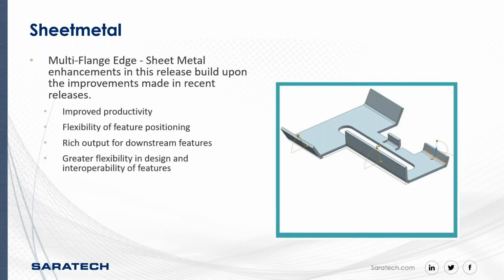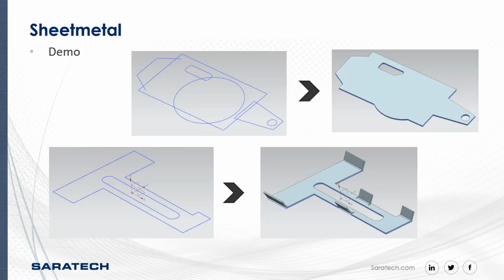So our multi-flange edge, the sheet metal enhancements in this release will build upon the improvements made in recent releases. So with sheet metal in NX12, we have improved productivity, flexibility of feature positioning, rich output for downstream features, and greater flexibility in design and interoperability of features. So next I'm going to get into my demo, and switch my screen back to my monitor 1.